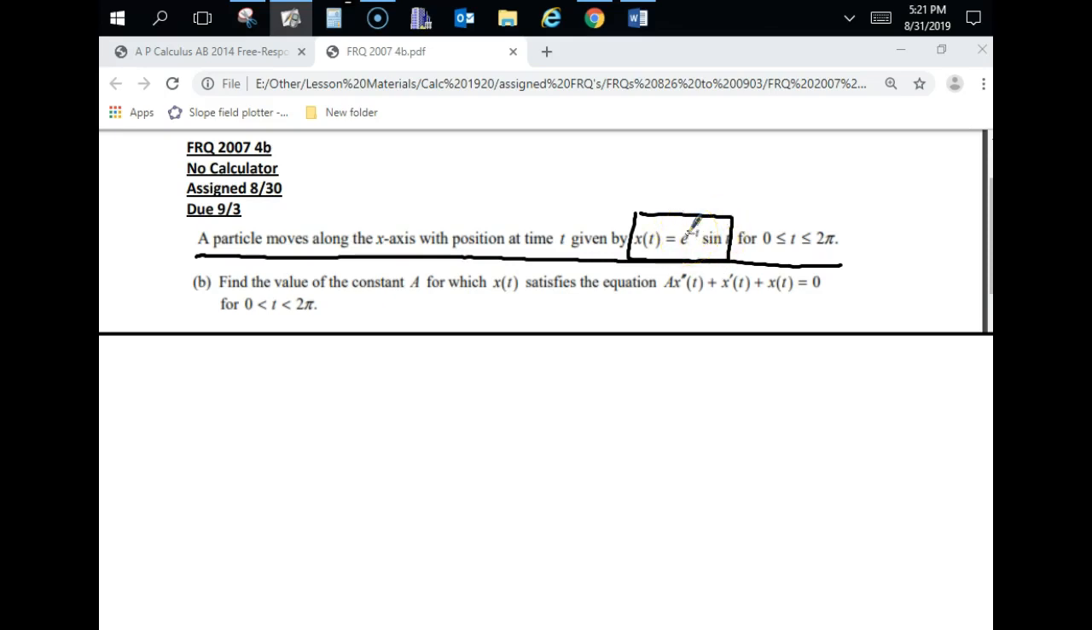But like I said, that's not really horribly useful for what Part B is asking us to do. In Part B, it's really just an intense exercise in applying the derivative rules and also in applying algebraic rules to solve a problem. So it's really not anything having to do with this concept up here of a particle moving. But let's read it. It says to find the value of the constant a for which x of t satisfies this equation.